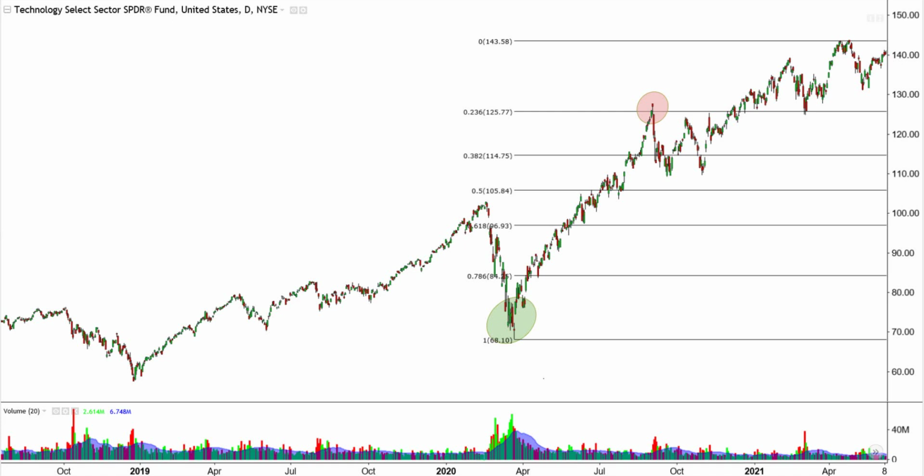In this example, a fib retracement starts from the swing low that was crossed by previous fib extension levels. That's now where the 1 fib level is at a price level of 68.10. The same occurs with the 0.236 fib level, now at a price level of 125.77, which is also covering the approximate downswing identified by earlier fib extension levels.